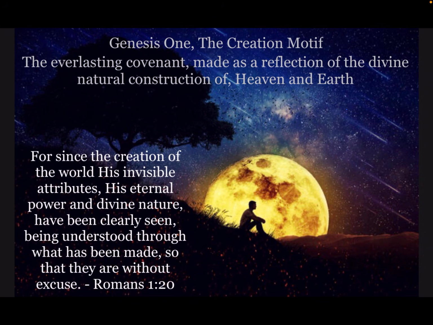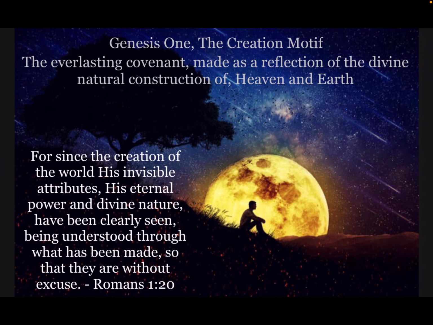Genesis 1, the Creation Motif, the everlasting covenant made as a reflection of the divine natural construction of heaven and earth. For if we go outside and peer to the sky, if we watch the night come and go, as we watch the day reign over the earth in light and the moon over the earth in darkness, we go outside and watch the times change before our eyes, and we realize this is the natural order of God's holy creation. By observing these natural orders and systems, we can better understand and come to grips with who God is and who we are in this world.